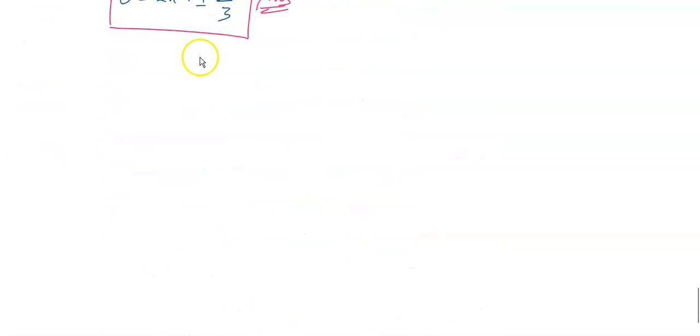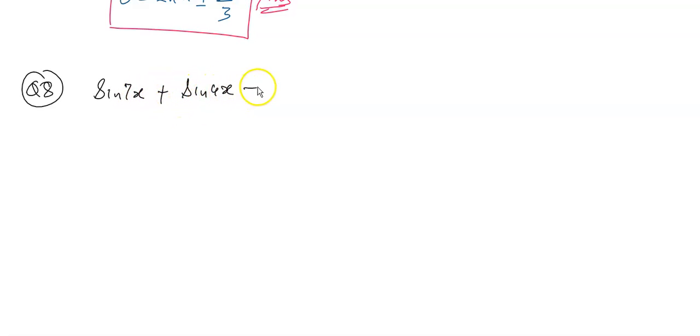Question number 7, then question number 8. Question number 8 says if x belongs to 0 to pi by 2, then the number of solutions of the equation sine 7x plus sine 4x plus sine x is equal to 0.